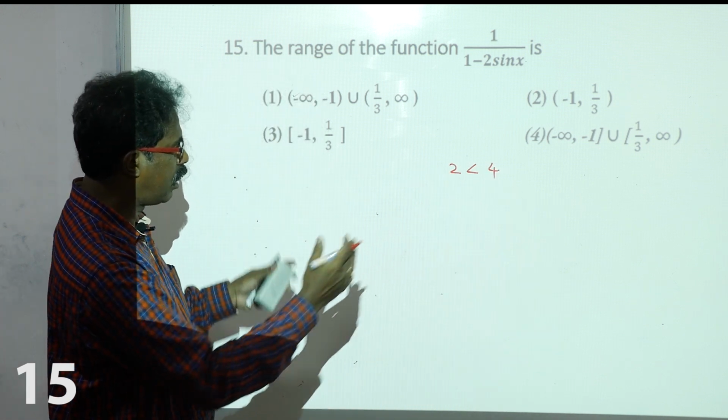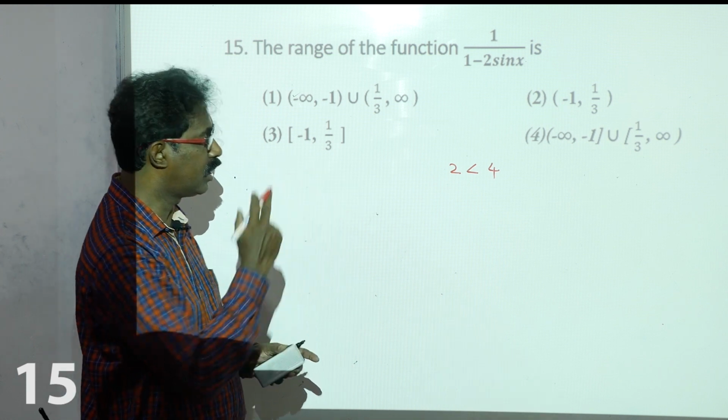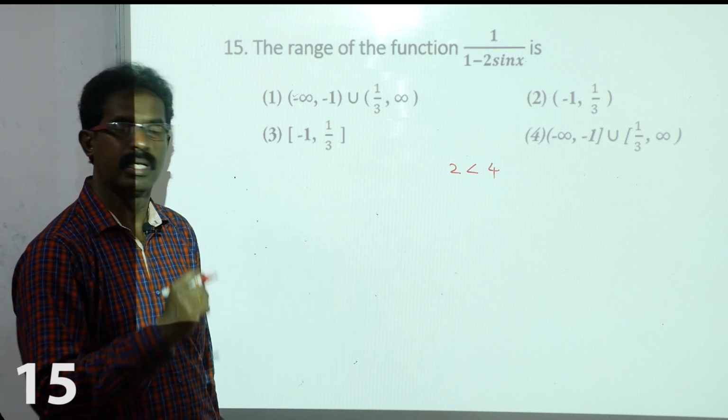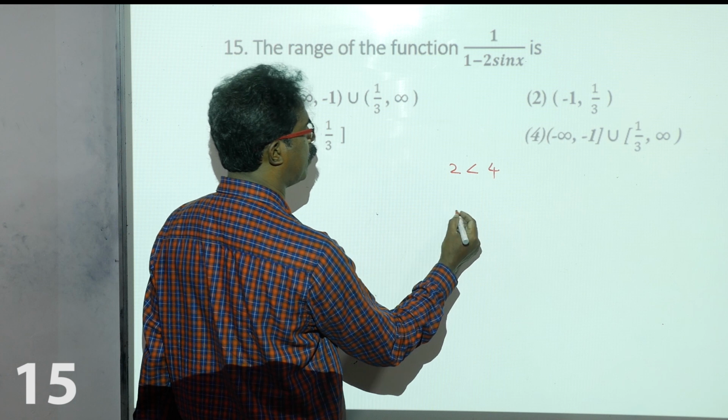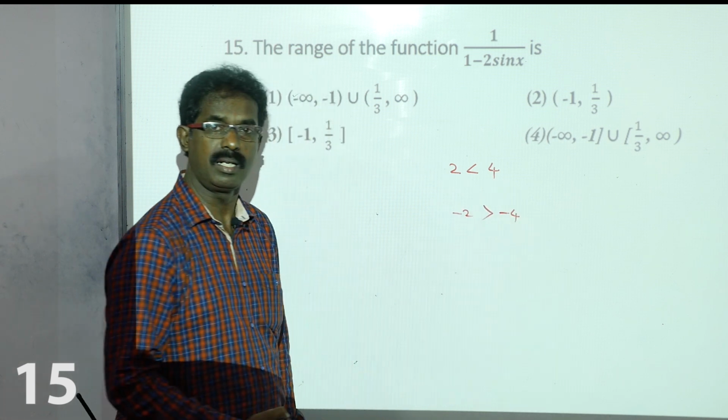While adding a number on both sides or multiplying by a positive number, the inequality won't change. The inequality reverses in 2 cases. Suppose I am changing the sign, that is, multiplying by minus 1. So this becomes minus 2 and this becomes minus 4. You know minus 2 is greater than minus 4.